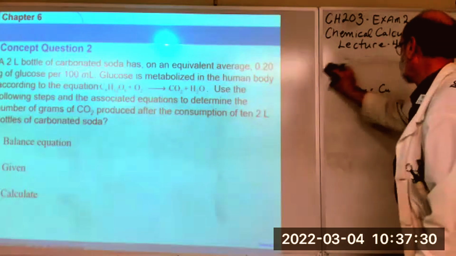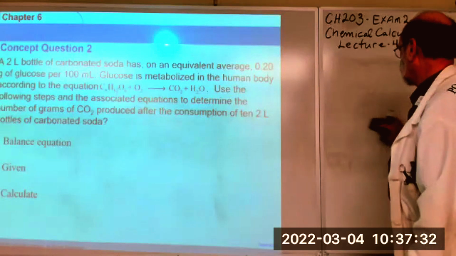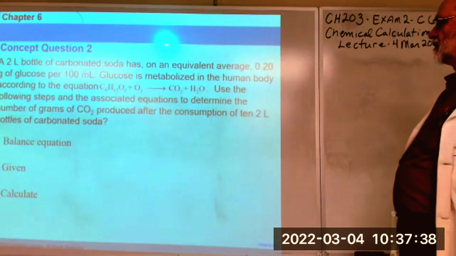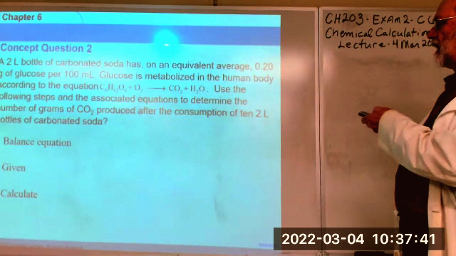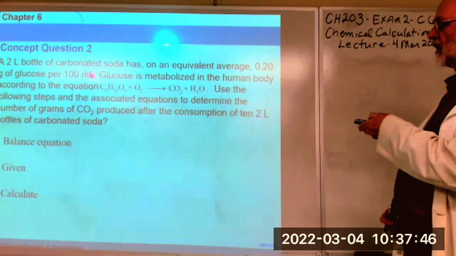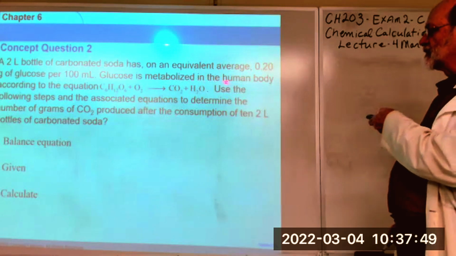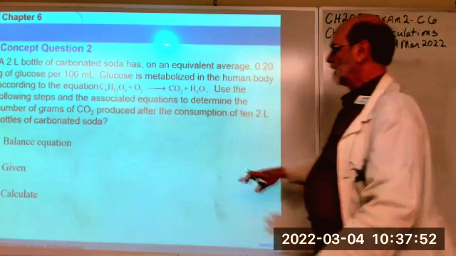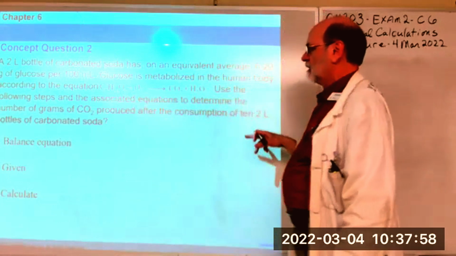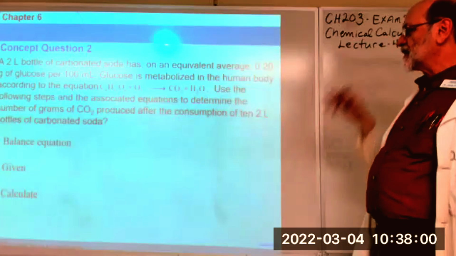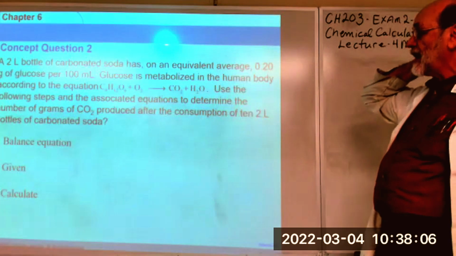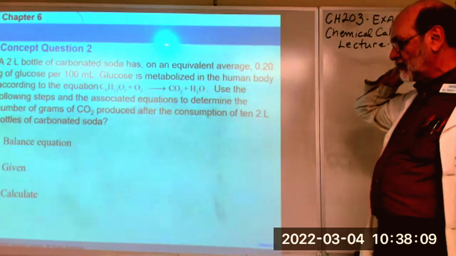Concept 2. A 2-liter bottle of carbonated soda has on an equivalent average 0.2 grams of glucose per 100 milliliters. Glucose is metabolized in the human body according to this equation. That's glucose. And our body converts it to carbon dioxide and water. Use the following steps and the associated equations to determine the number of grams of carbon dioxide produced after the consumption of 10 2-liter bottles.